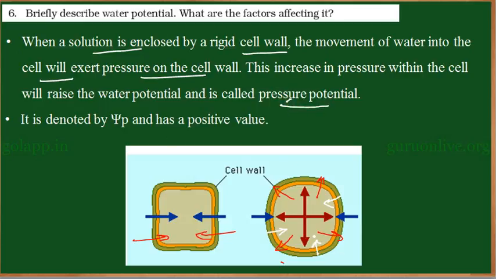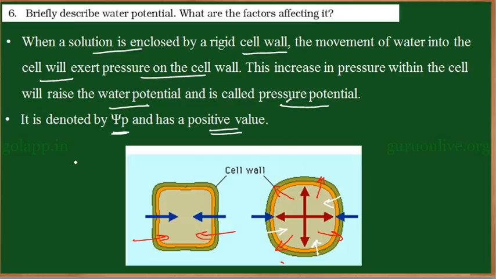The pressure potential increases the water potential. After a certain limit, it prevents the entry of water. But here, the concentration of water is increasing, and therefore the water potential value will increase. This pressure potential is denoted by psi, and it is written with P. P represents pressure, and it has a positive value because it increases the water potential, allowing more water to enter inside. As more free water enters inside, the water potential increases.